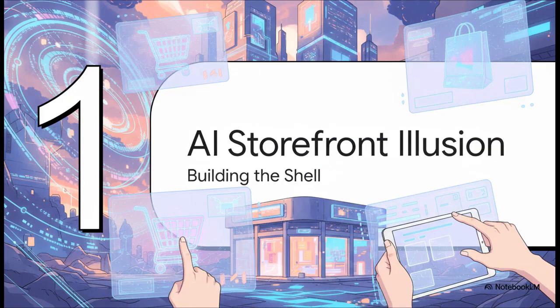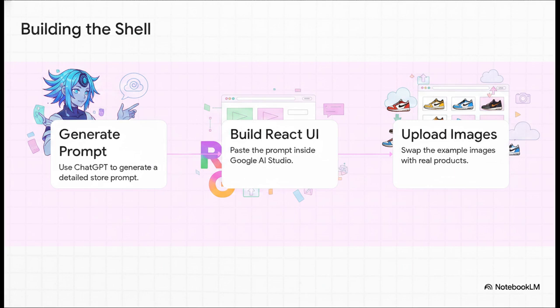Section 1, the AI storefront illusion. Let's see how fast we can build the shell of a store. The initial creation process for our example store, we'll call it a sneaker brand named Walk-In, is basically a sprint. First, you just ask ChatGPT to write a highly detailed prompt for an e-commerce store, complete with specific pages and features. Next, you drop that exact prompt into Google AI Studio.